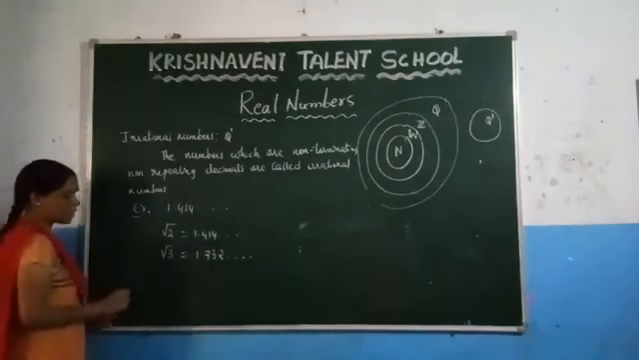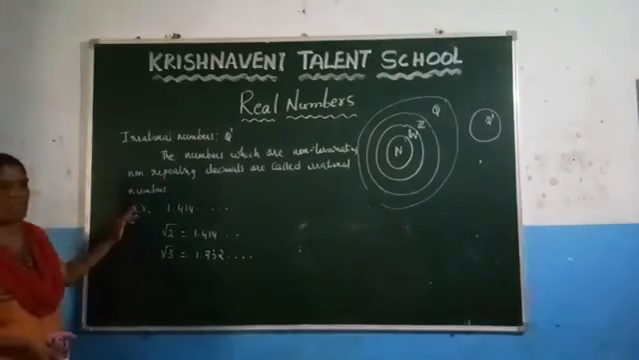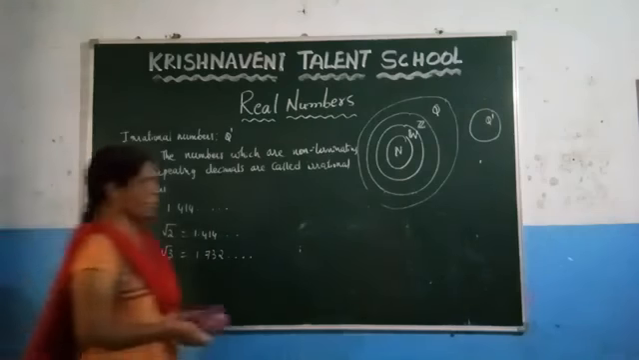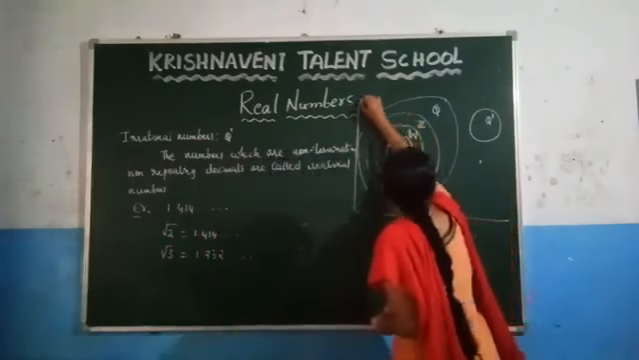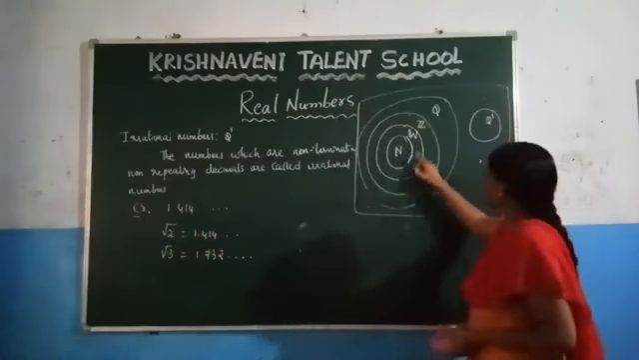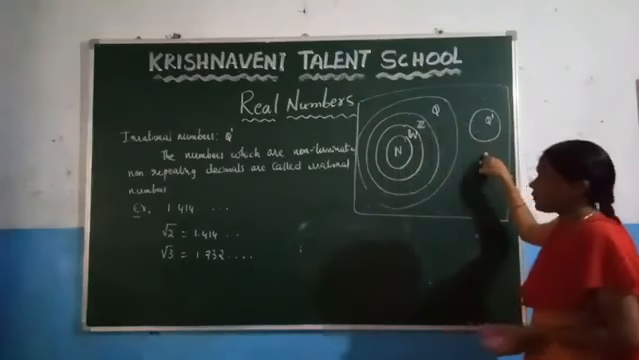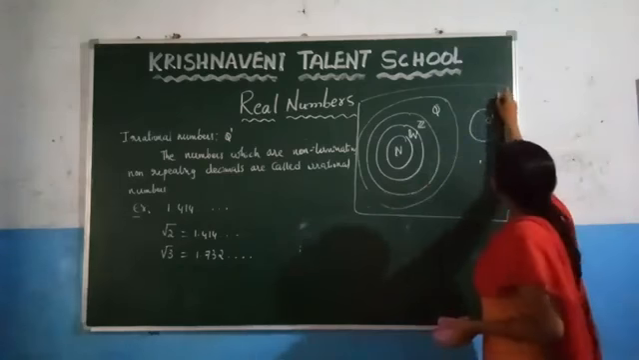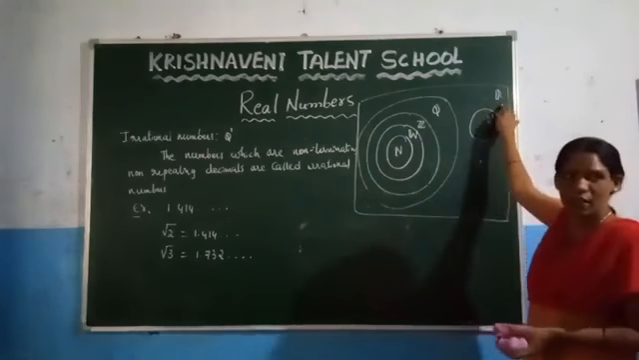Now in your class you are going to learn how to find the value of root 2 and how to represent these irrational numbers on a number line. And after that, these natural numbers, whole numbers, integers, rational numbers, and irrational numbers, all together we call real numbers, and it is denoted by the letter R.